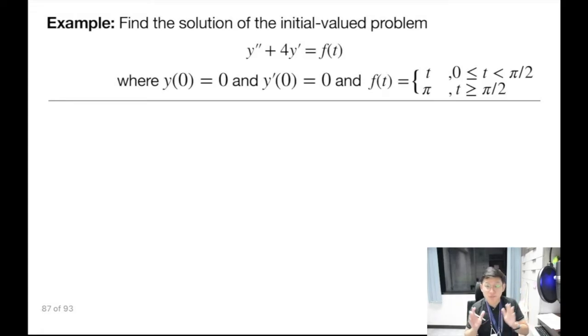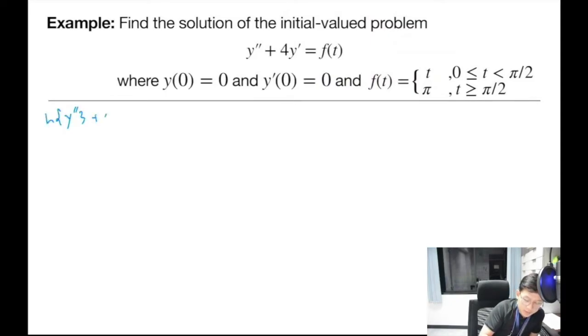Okay, next question. This question uses the same method, guys. First, apply the Laplace transform to the whole equation. Solve for the big Y(s) and then apply the inverse Laplace transform. So first I would apply the Laplace transform to y double prime plus 4 y prime equals the Laplace transform of f(t).